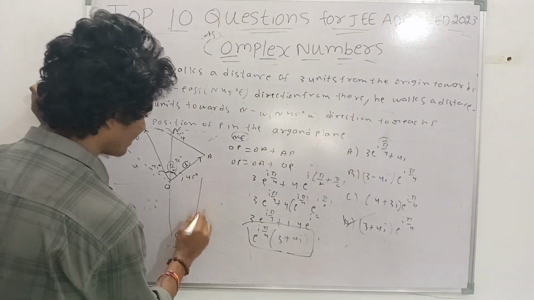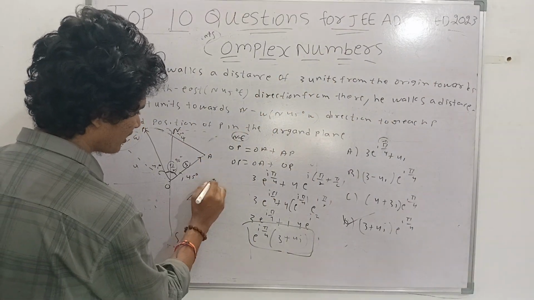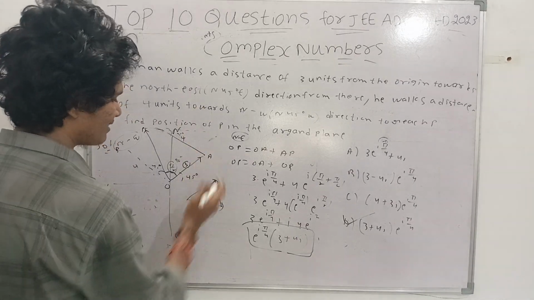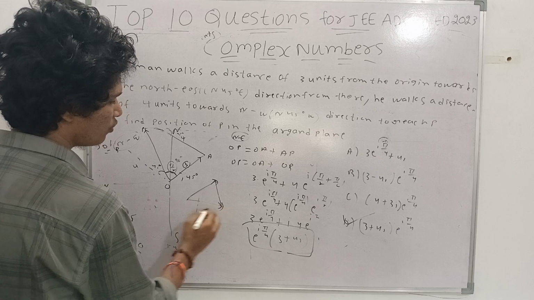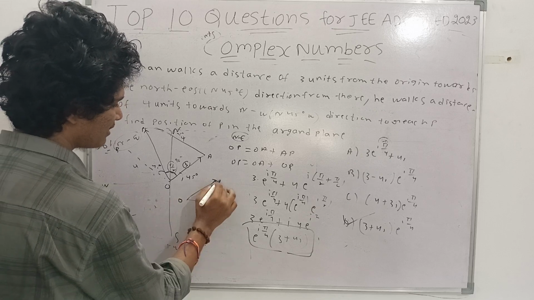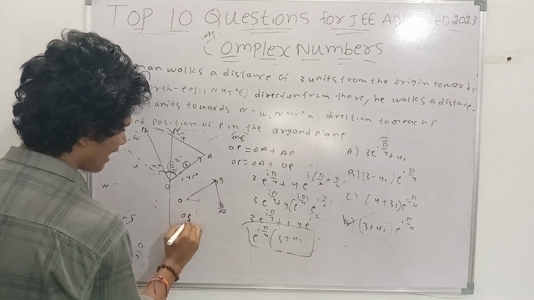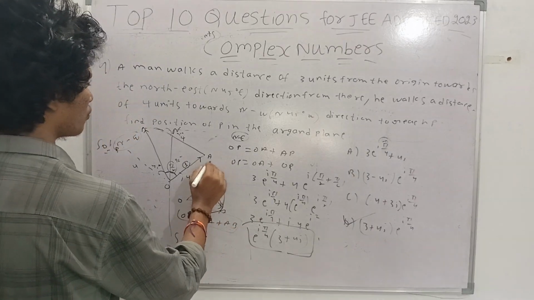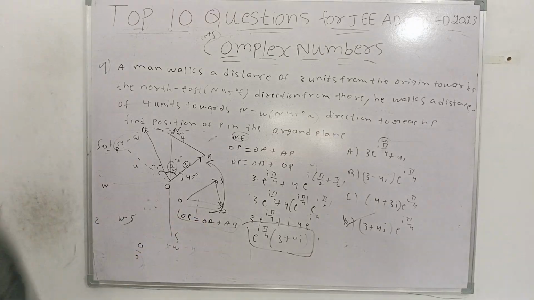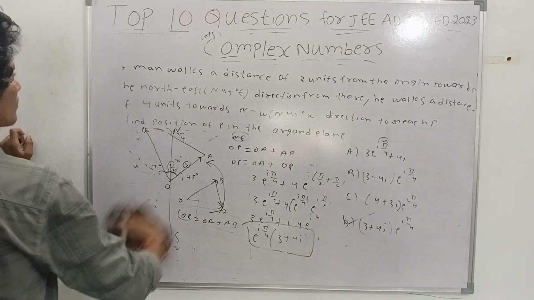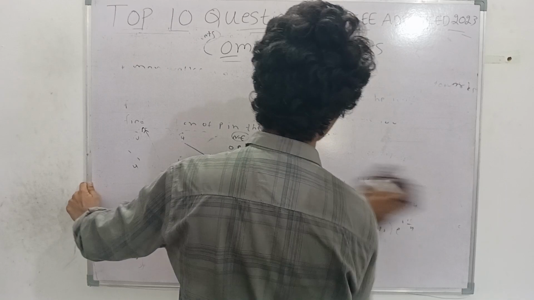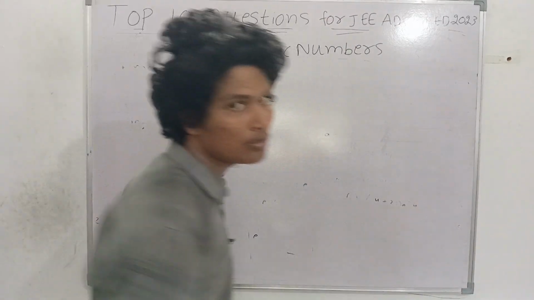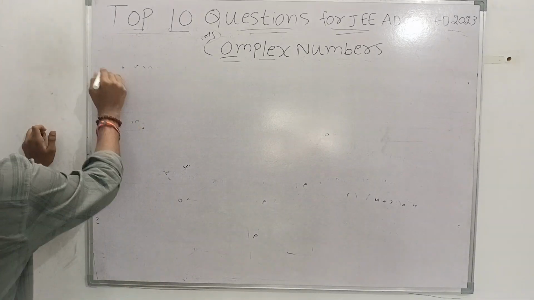You already know this from vectors. Suppose this is a vector and this is a vector, you can directly move like this. Suppose you have to reach OB, you can move OA plus AB. This thing only I applied in this question with the vector properties. The 9th question is completed. Now the last question, the 10th question.